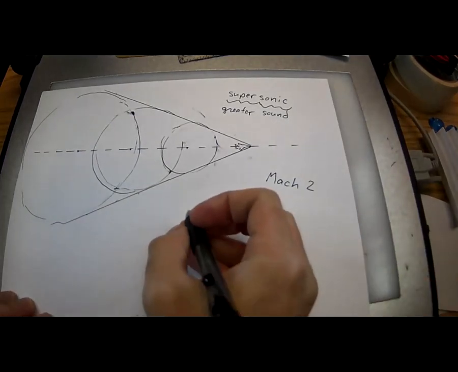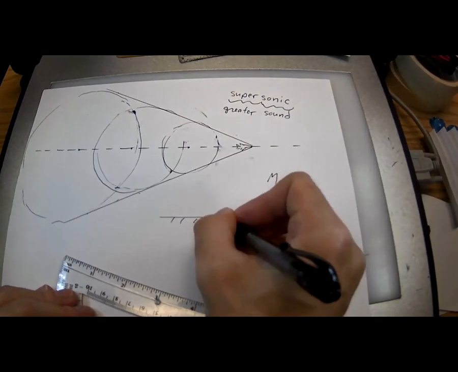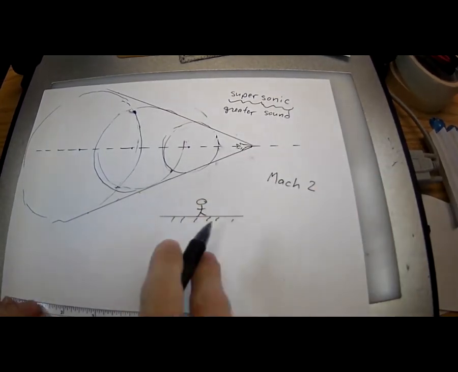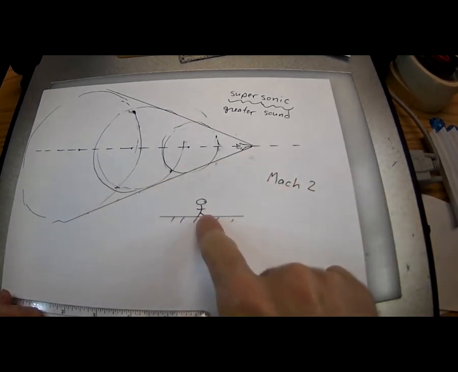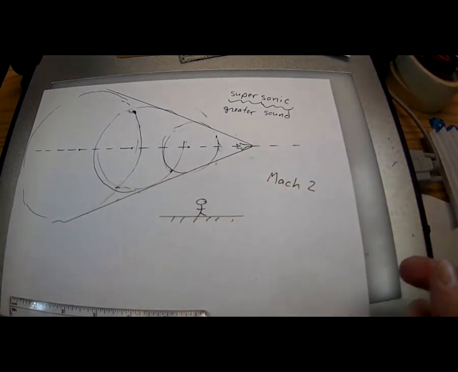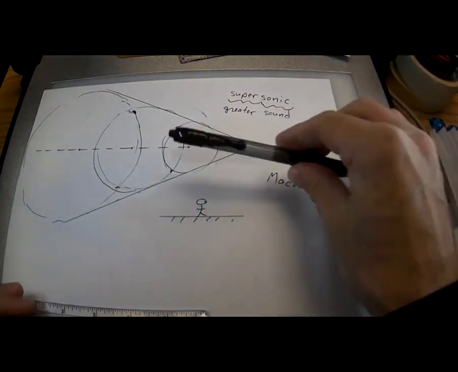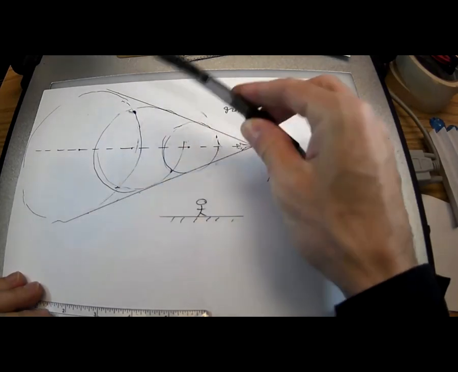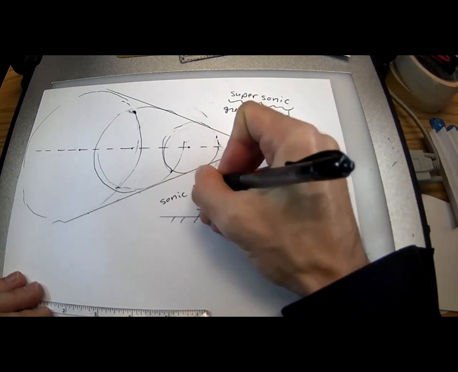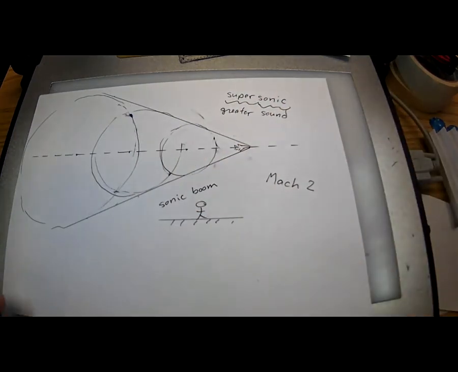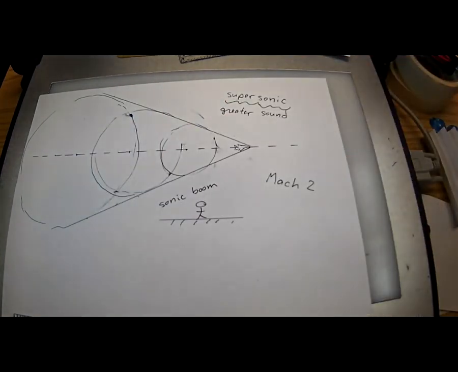Hey, what if you were down on the ground? Here's the ground down here. Let's put a person right here. Now, this person has watched the jet fly overhead. The jet's already past this person. Has this person heard the jet yet? No, because notice that none of the sound waves have actually reached this person yet. Now they will, and when they do, they're going to reach him all at once, and this guy's going to experience a sonic boom. You hear a sonic boom whenever anything's traveling at supersonic speed because you get this type of effect.